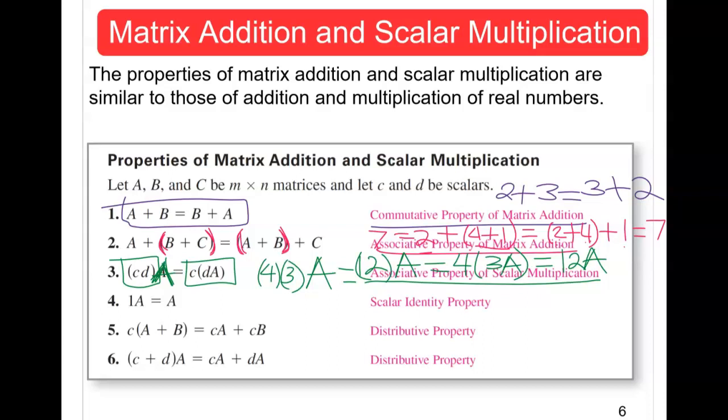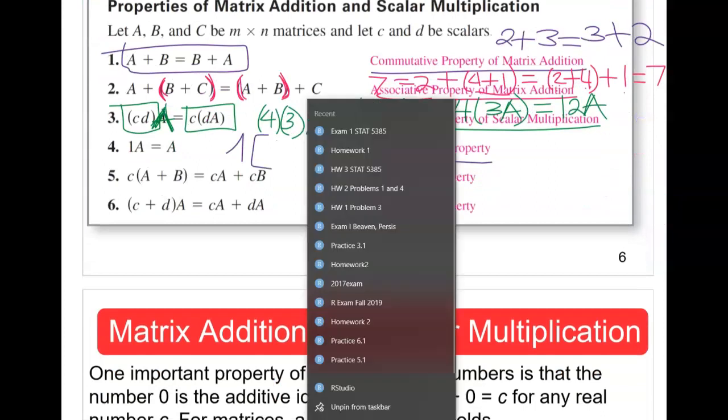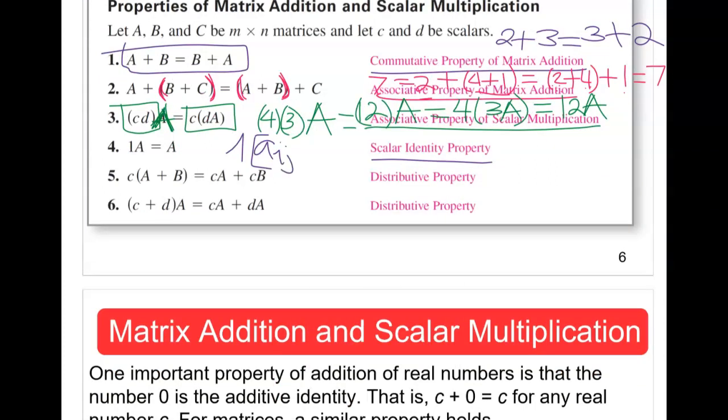Then the next one is the scalar identity. Every set of numbers, or in this case matrices, has an identity, and that would be the number 1 for scalar identity, meaning that if you multiply 1 times every single entry inside matrix A, you will get the exact same entries for all of them, because it's just like with real numbers.